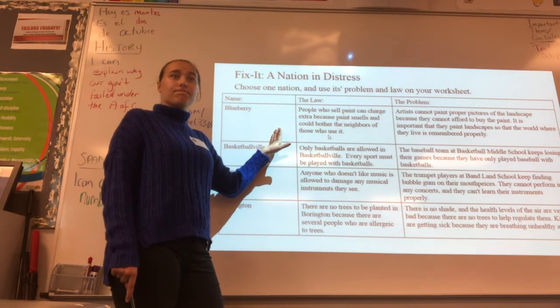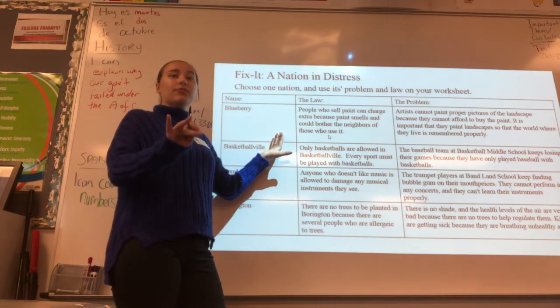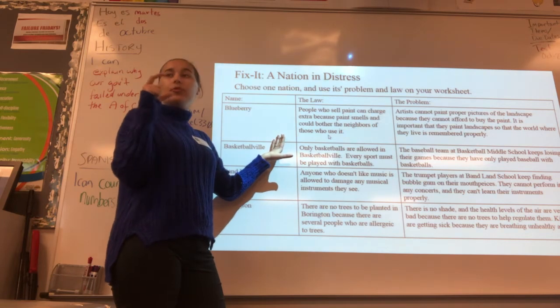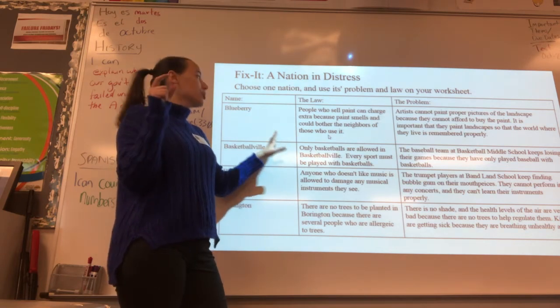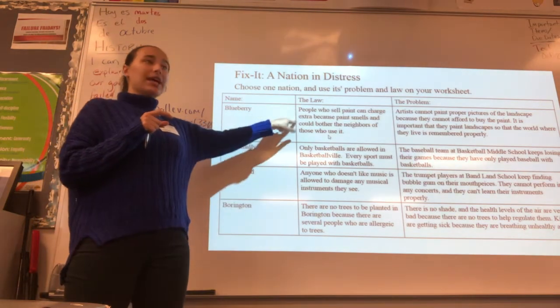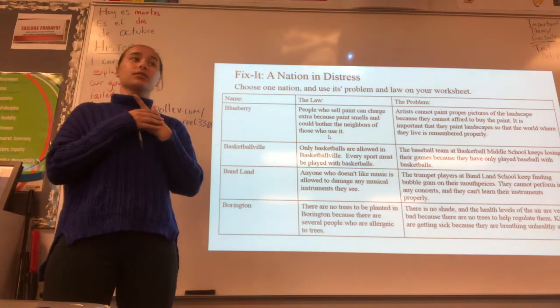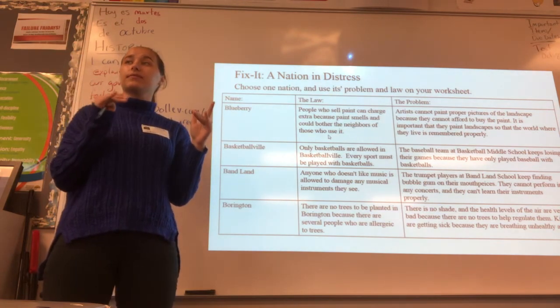Okay? If you need help, you can talk to a neighbor or raise your hand and I will help you. Does everyone have the worksheet pulled up, so you can see it? So pick one of these four, which has a law and a problem, and adjust your law so that the problem is solved. Does anyone have any questions?